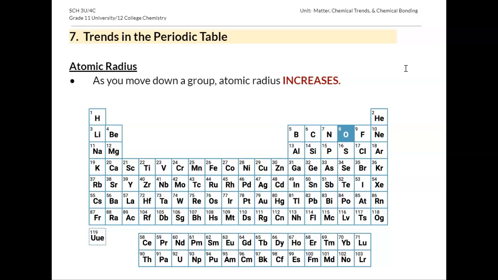So the first topic I want to talk about is atomic radius. So I'm going to make a statement, and then I want you to think about why that statement makes sense. So the statement is, as you move down a group, atomic radius increases. So I want you to pause the video for a second and think about why that might be.